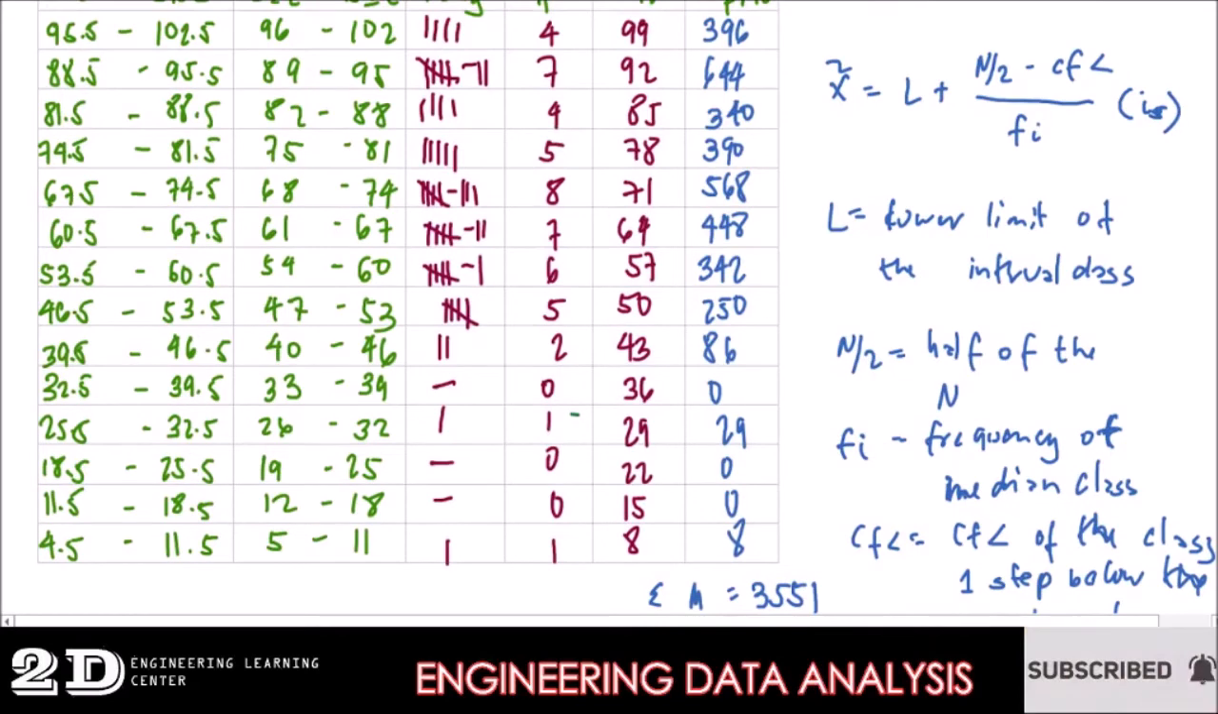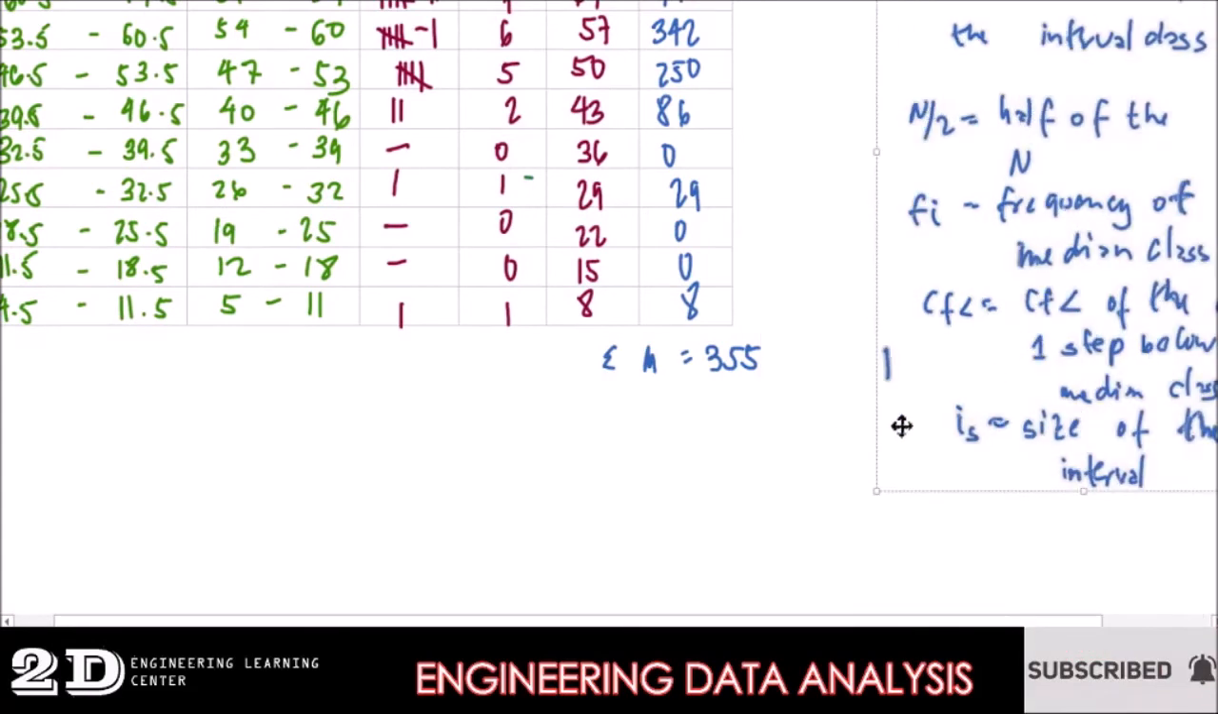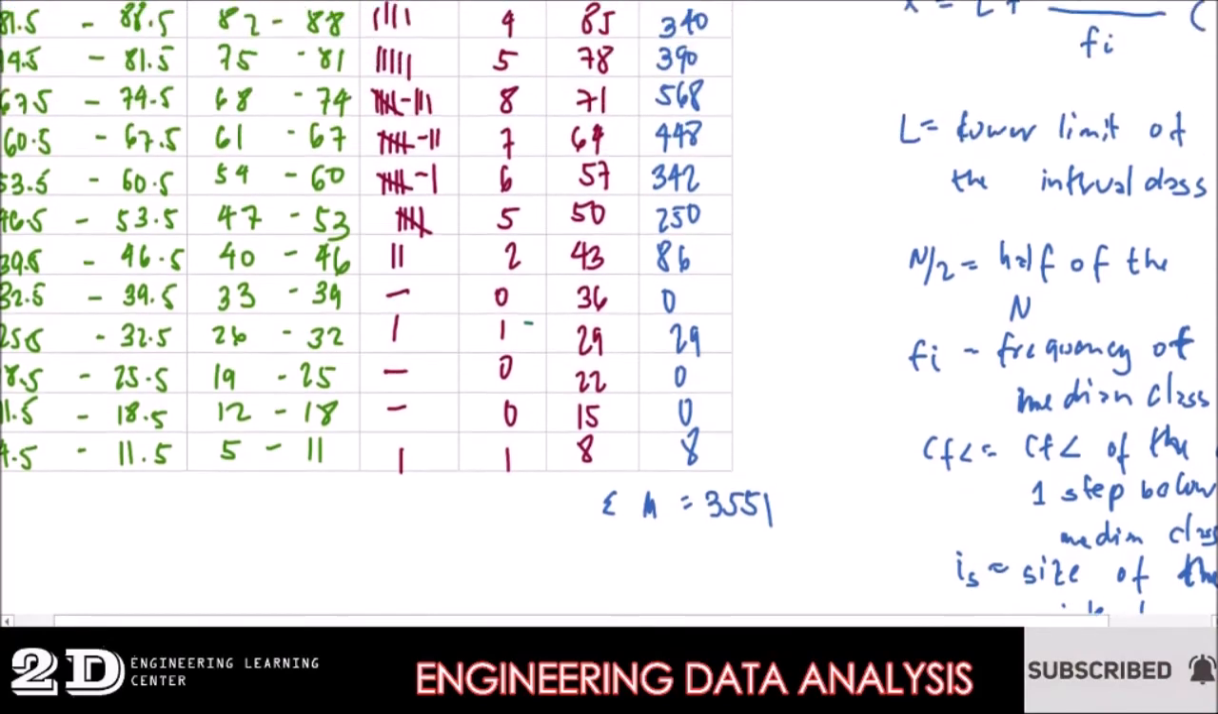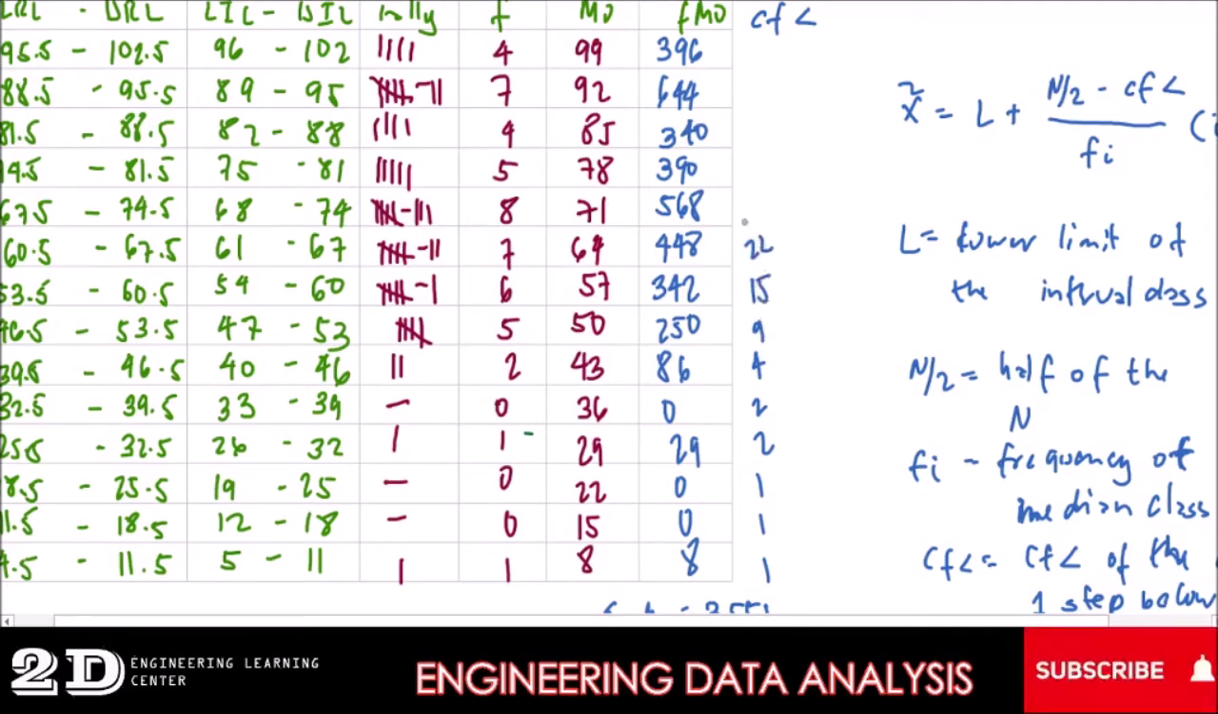Okay, so we will use that formula in getting the median for our given frequency distribution table, basically our grouped data. So we first get the CF less than. So we begin here with this: 1, 1, 2, 4, this will be 9, this will be 15, 22, 30, 35, 39, 46 and 50.